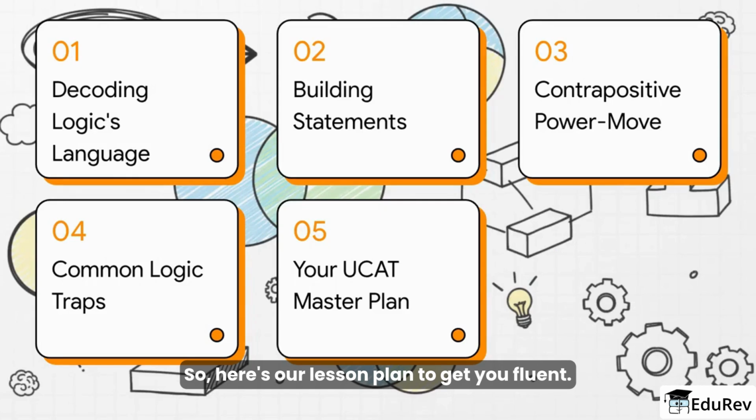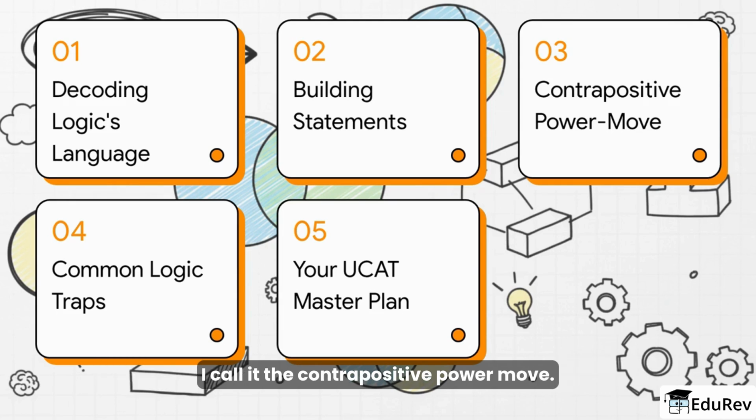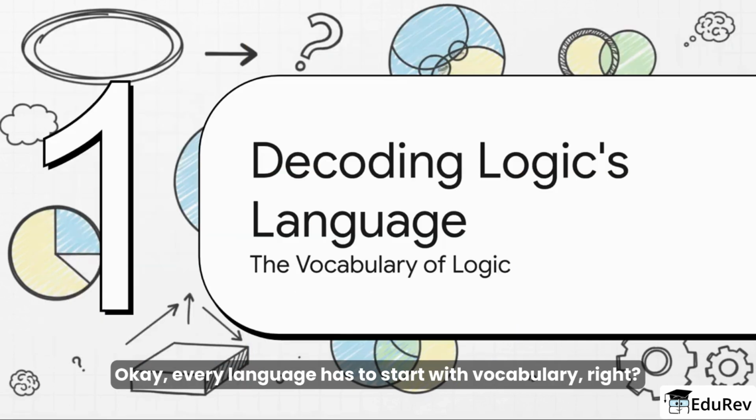So here's our lesson plan to get you fluent. First step, we're going to learn the basic vocabulary. Then, we'll use those words to build sentences. After that, I'll show you an incredibly powerful grammar rule. I call it the contrapositive power move. Then we'll cover the common traps people fall into. And finally, we'll put it all together into your UCAT master plan. Sound good? Let's go.